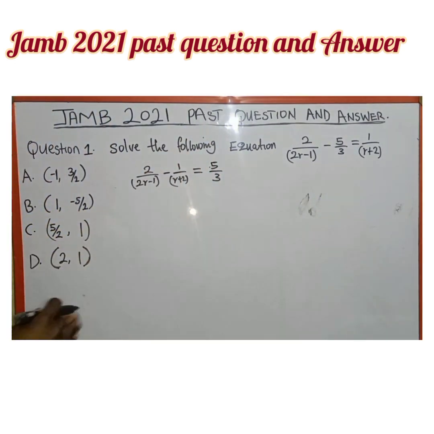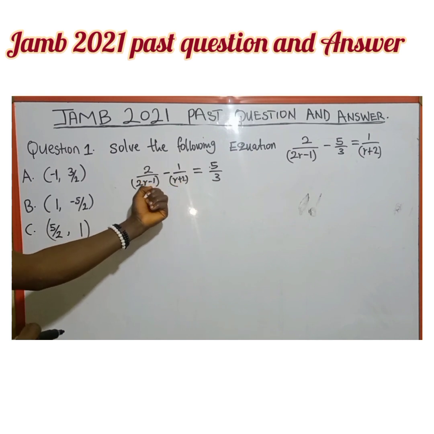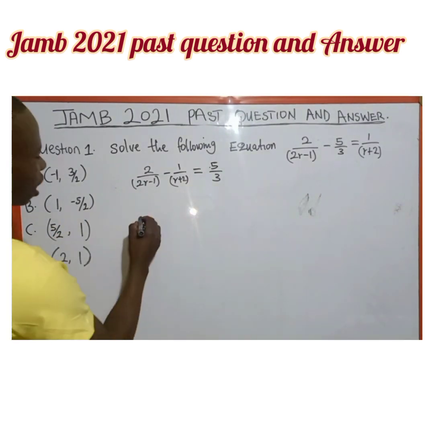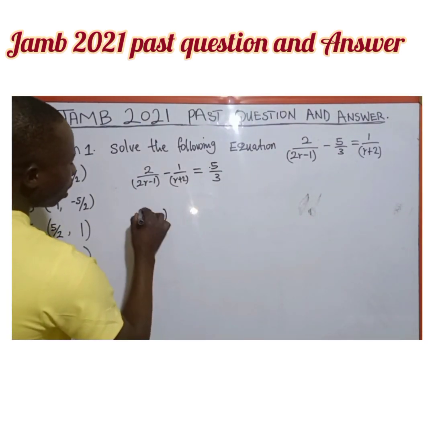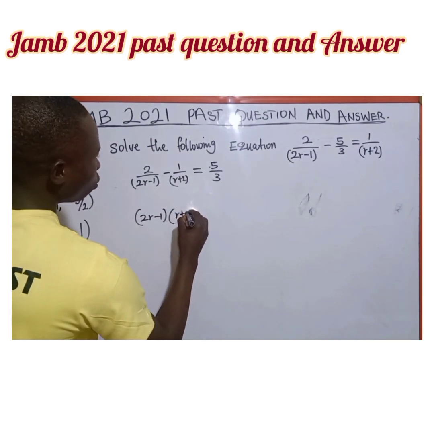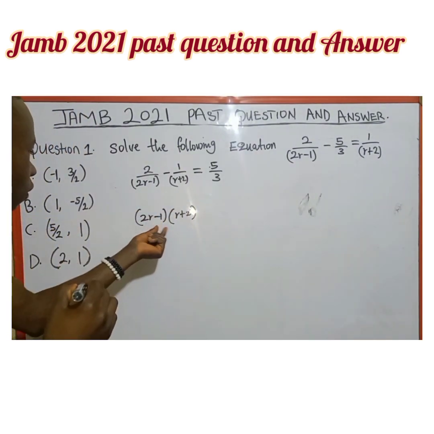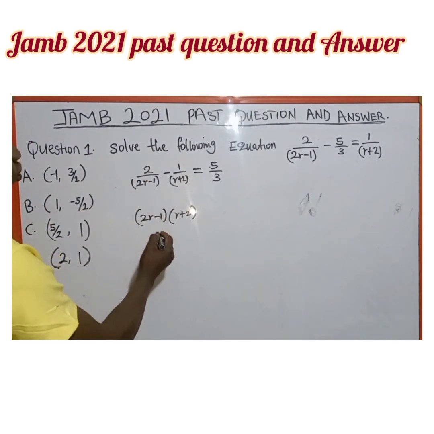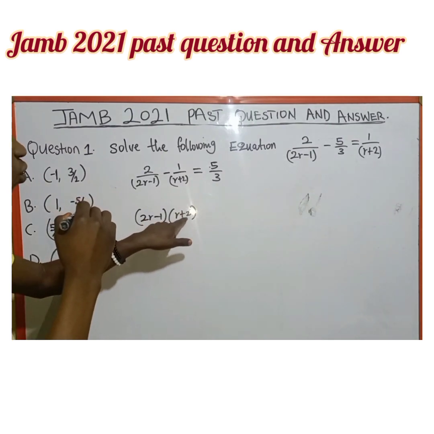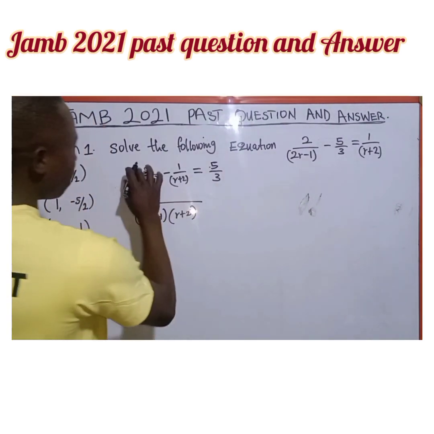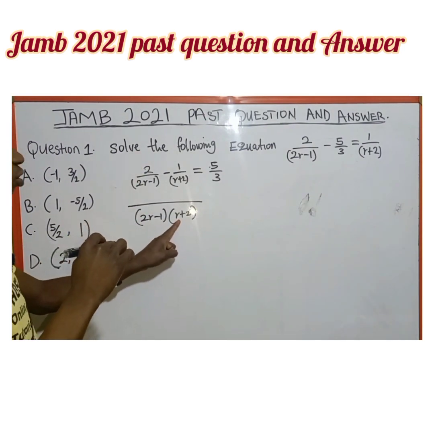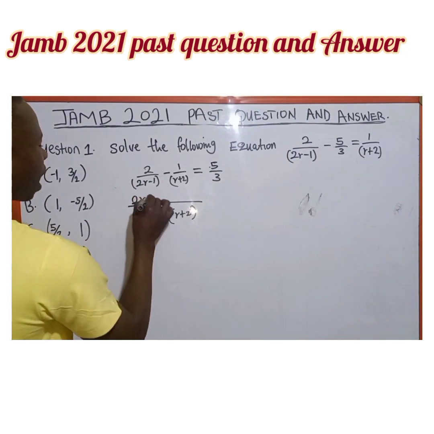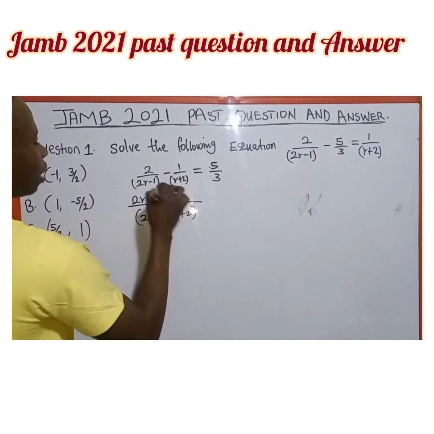The next thing we need to do is to find the LCM of the left hand side, and the LCM is the product of these two brackets. So the LCM will be 2r minus 1 multiplied by r plus 2. If you divide these two brackets by this, 2r minus 1 will cancel 2r minus 1. It will remain only r plus 2, and r plus 2 multiplied by 2: 2 multiplied by r gives me 2r, and 2 multiplied by 2 gives me 4. So we are going to have 2r plus 4, then minus.